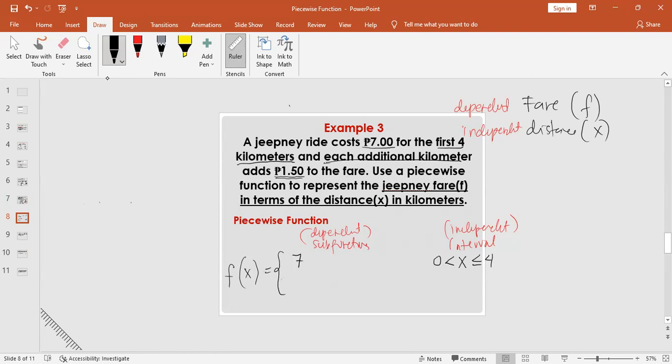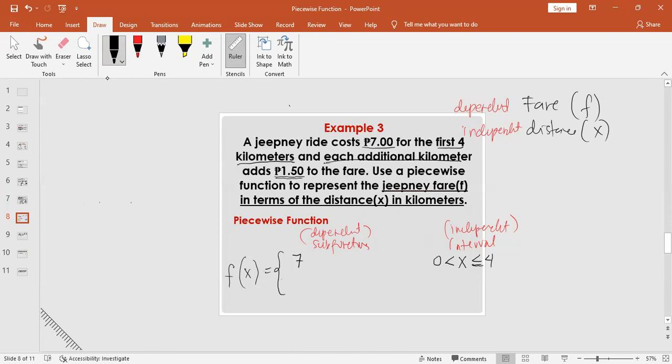Ma'am, hindi ba talaga included yung 0? Hindi po. Kasi, di ba, kapag hindi pa naman umaandar yung jeepney, pwede ka pang bumaba. Hindi mo naman kailangan bumayad. Okay? Pero once na umandar na yon, magbabayad ka na ng 7 pesos. Okay? That's the idea in this first subfunction. Okay. So, hanggang 4 kilometers, that's why we have to put equal sign here.